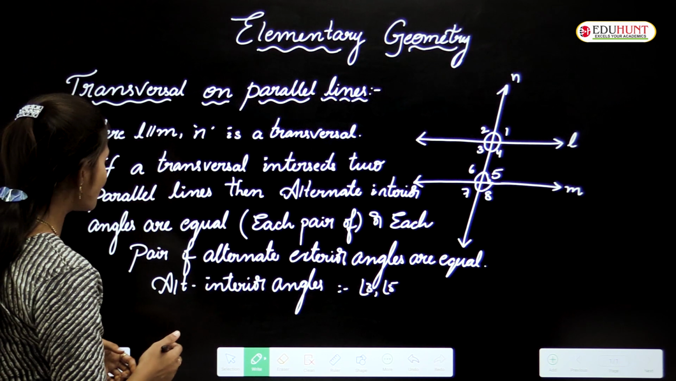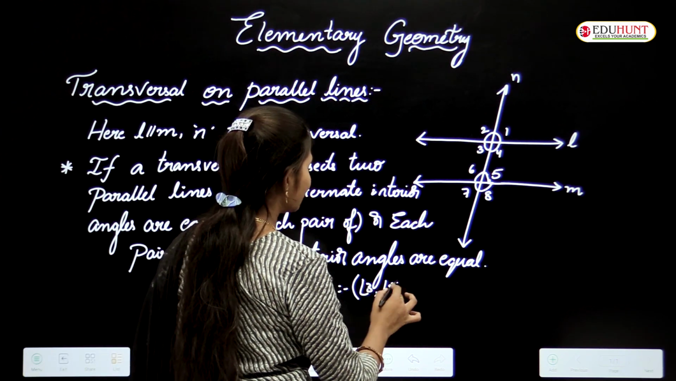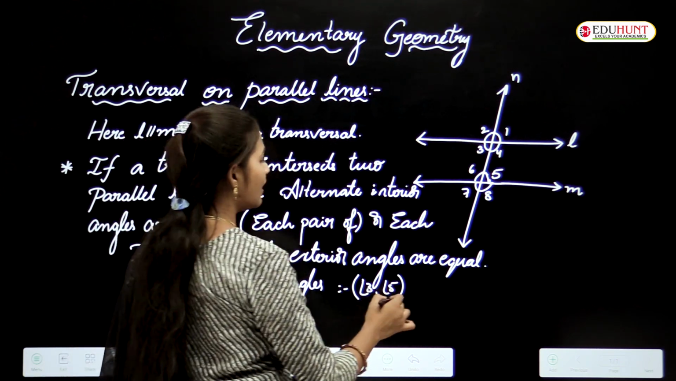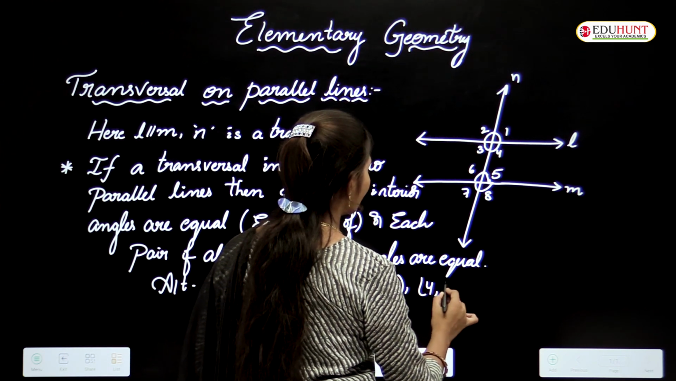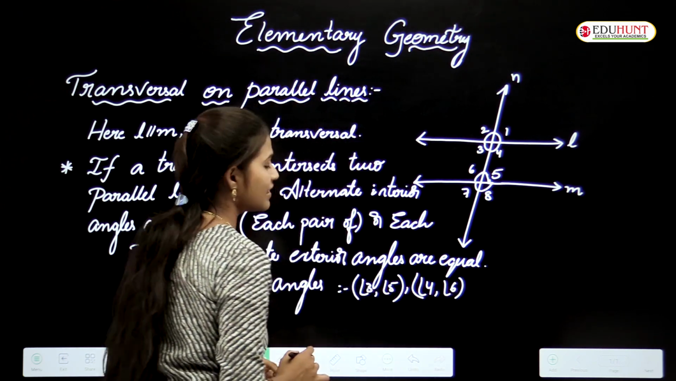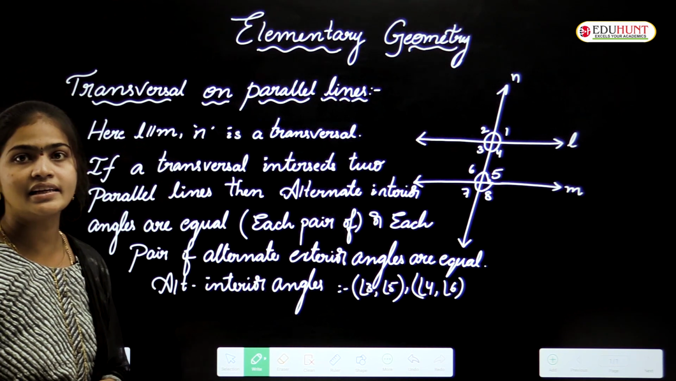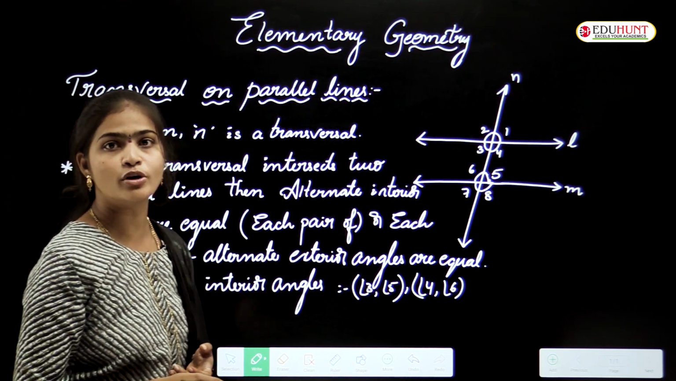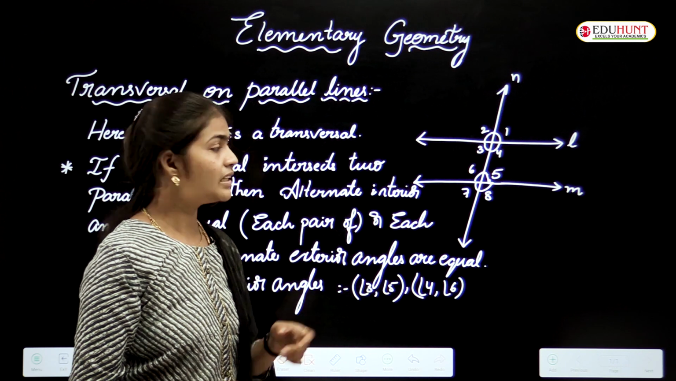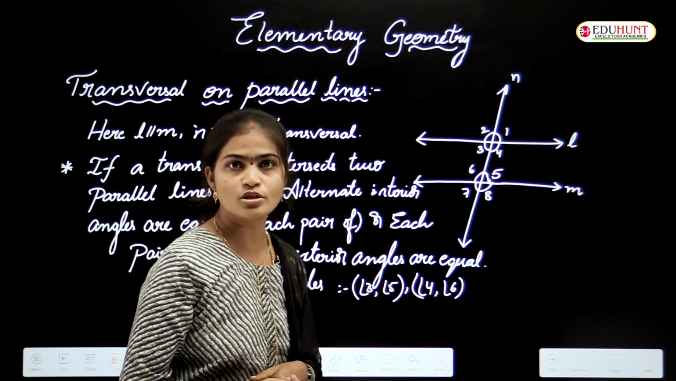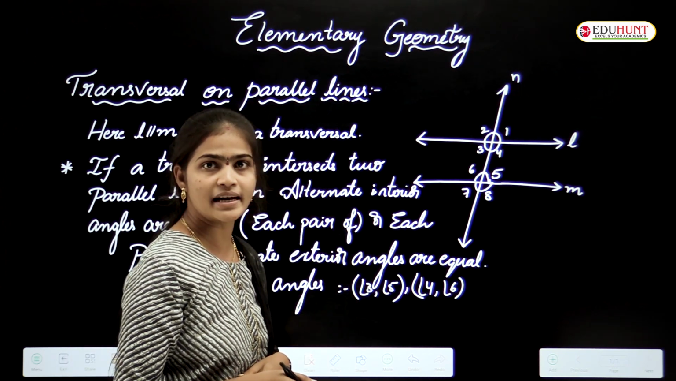Okay, so here alternate interior angles: angle 3 and angle 5 is one pair, and another pair is angle 4 and angle 6. This is another pair. Okay, we have the alternate interior angles. How many pairs will be formed here? Only two pairs of alternate interior angles will be formed, right?